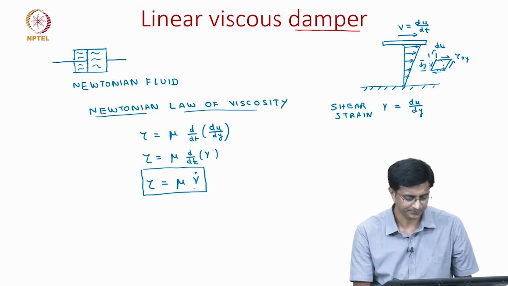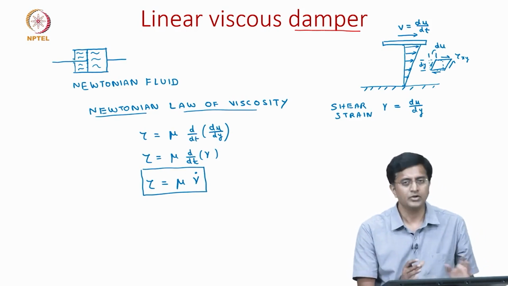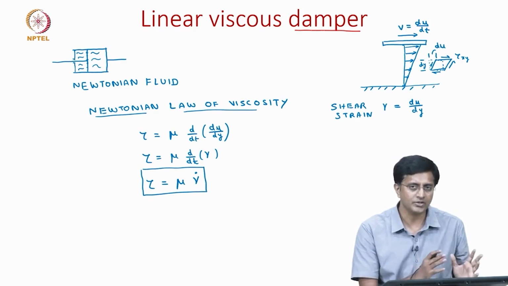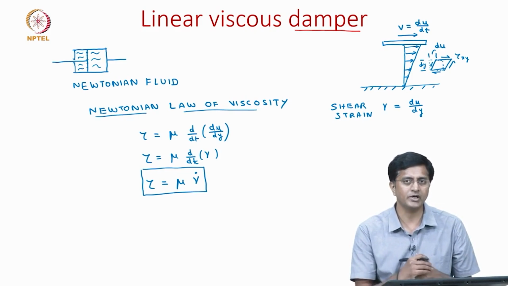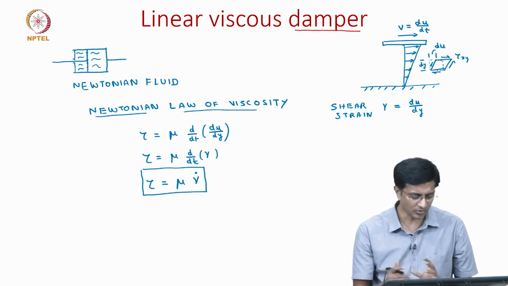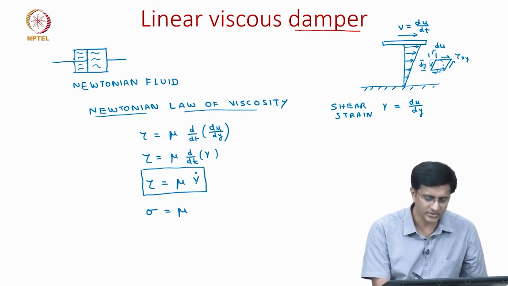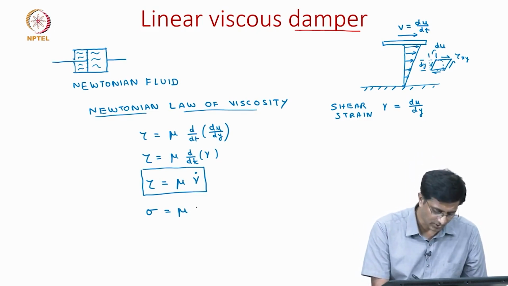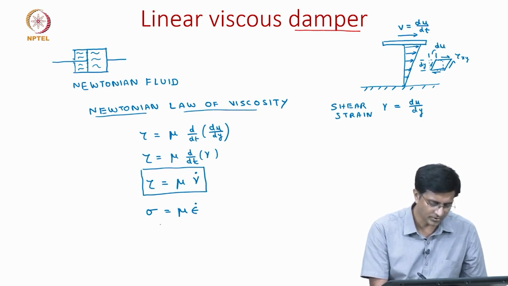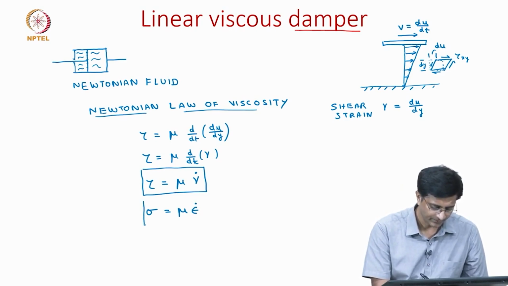To bring it close to the analogy of spring, where we write stress as sigma and for the strain we use epsilon, we will replace shear stress with sigma, we will retain the viscosity mu, and we will replace the shear strain gamma with epsilon with a dot, because it is a time derivative.